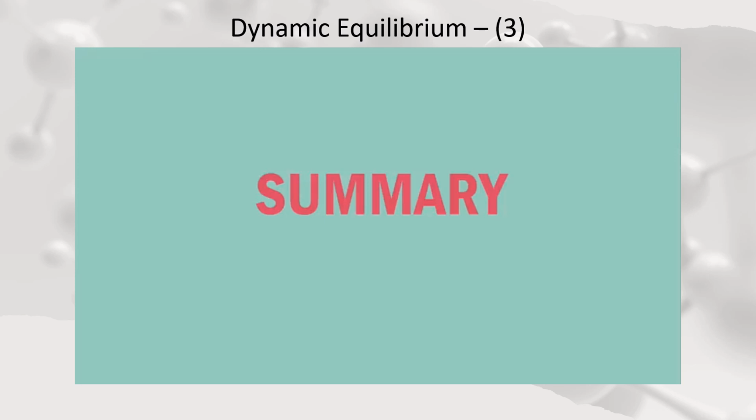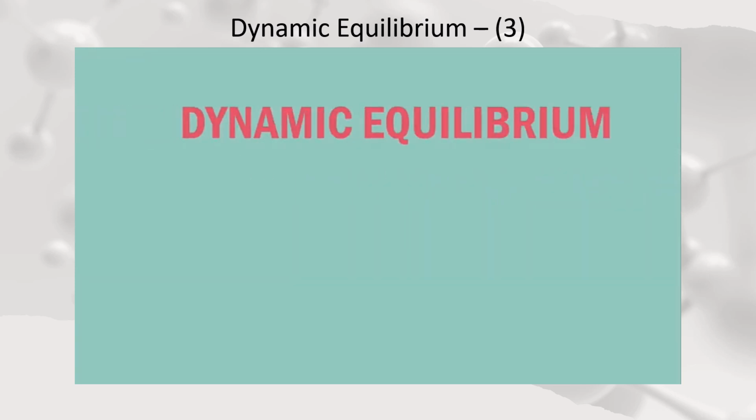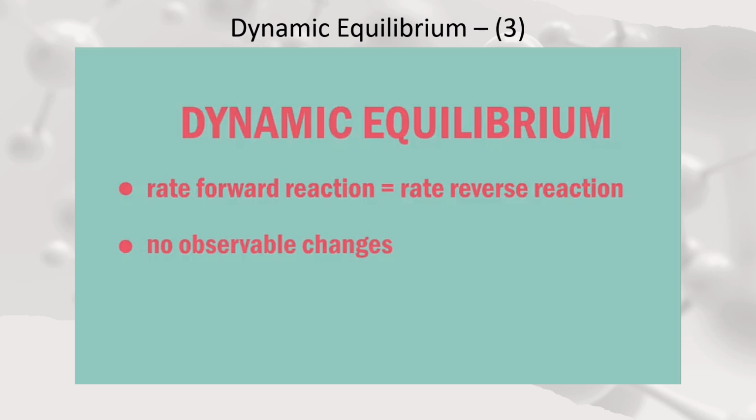In summary, a chemical system is said to be at equilibrium when the rate of the forward reaction is the same as the rate of the reverse reaction. There are no observable changes, but both directions of the reaction are occurring, so it is a dynamic equilibrium.